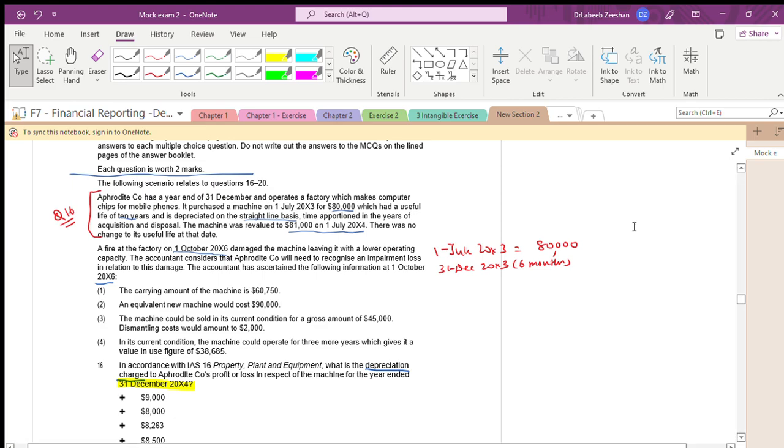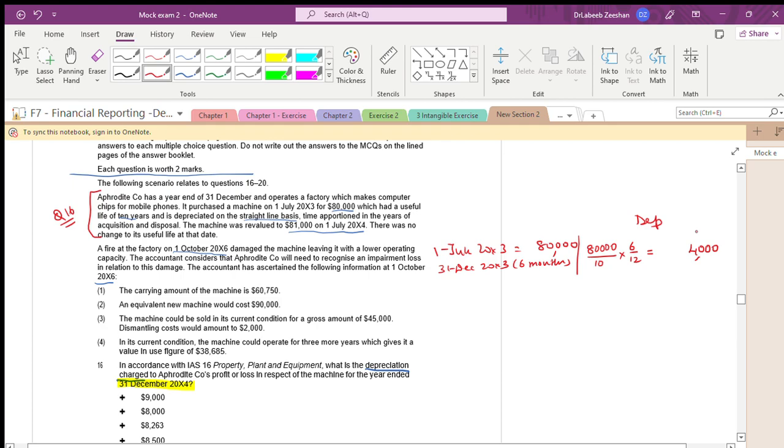Is it depreciation for 6 months? What is the straight line basis? It is 10 years. Means 80,000 divided by 10 into 6 by 12. Are you okay? Yes, it's okay. See, now how much will you get? You will get 4,000.